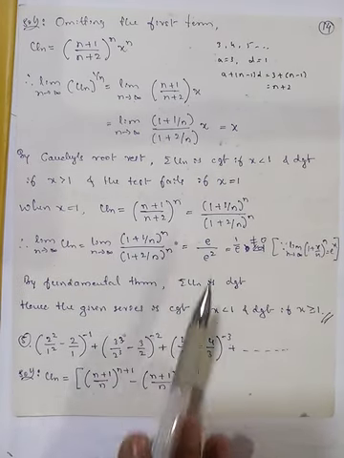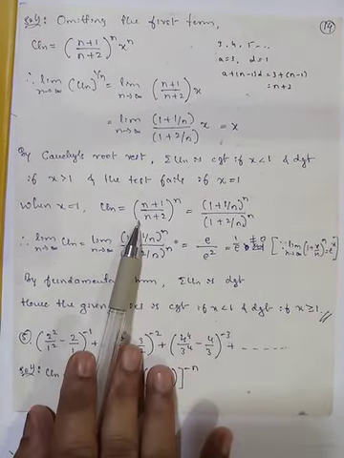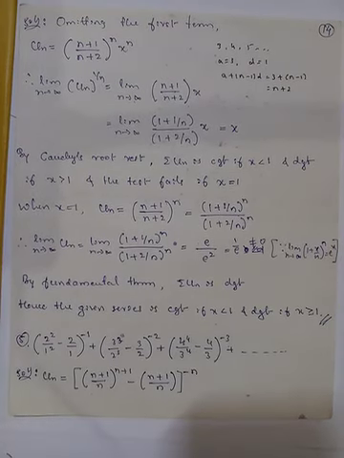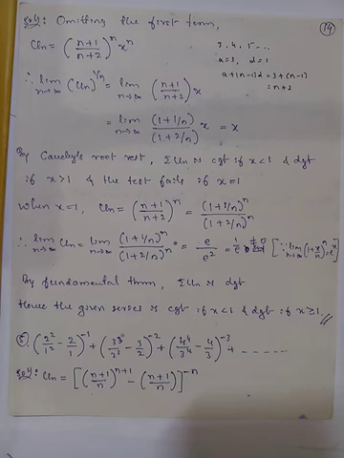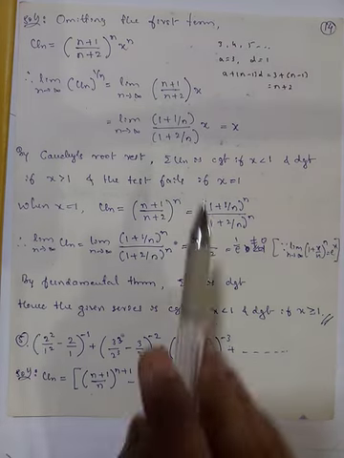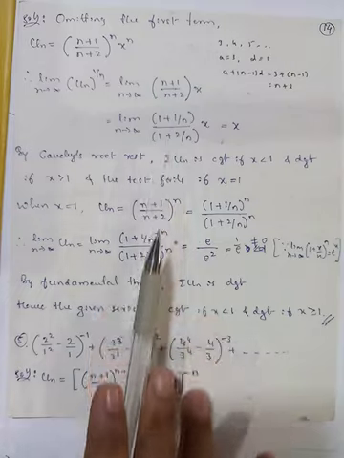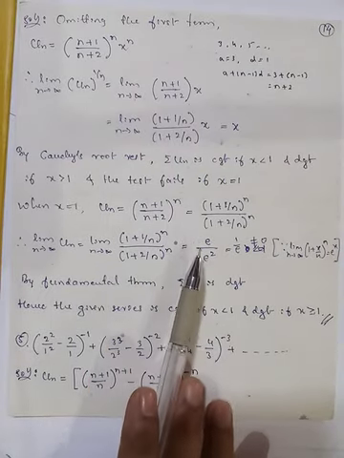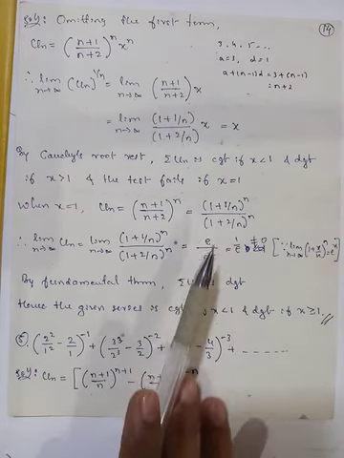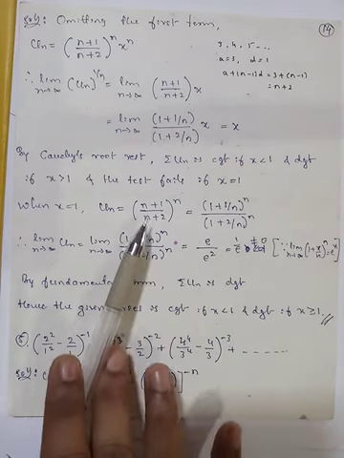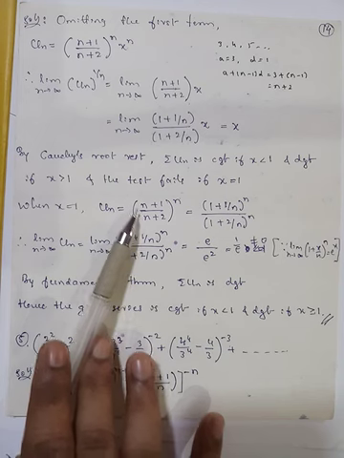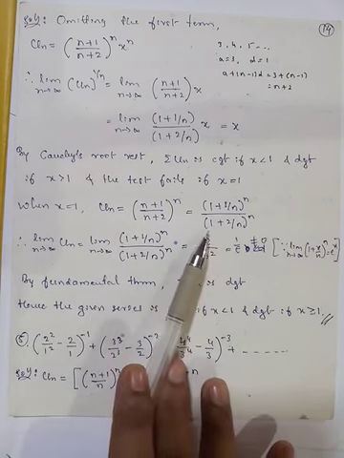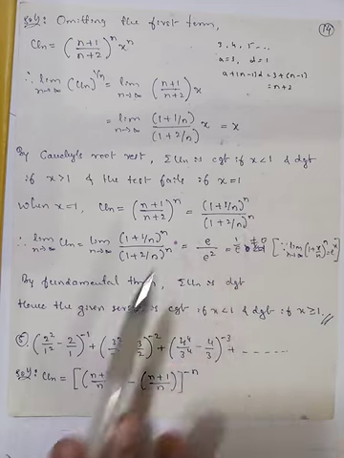See, by the fundamental property, what we do, we put the x value as 1, then un becomes, so in this we are putting x equal to 1, (n plus 1 divided by n plus 2) to the power n. Then here we are applying the fundamental property, taking n as common, n cancelled, (1 plus 1 by n) to the power n over (1 plus 2 by n) to the power n.